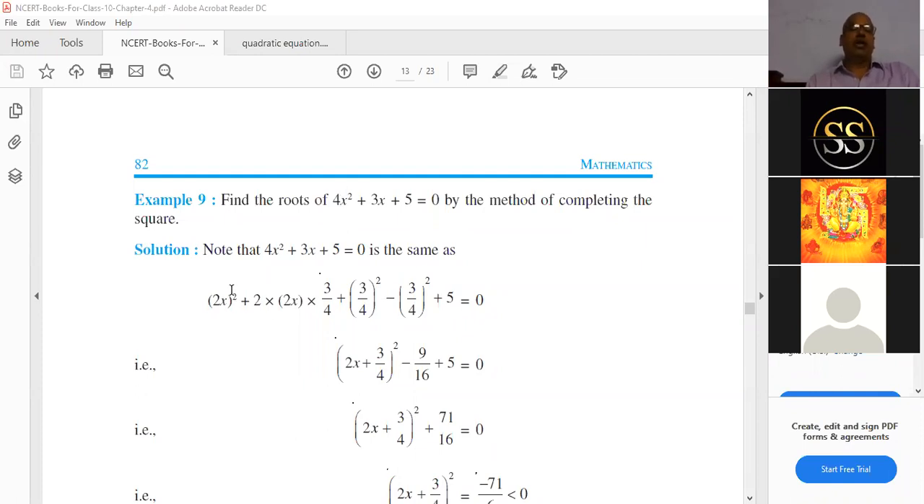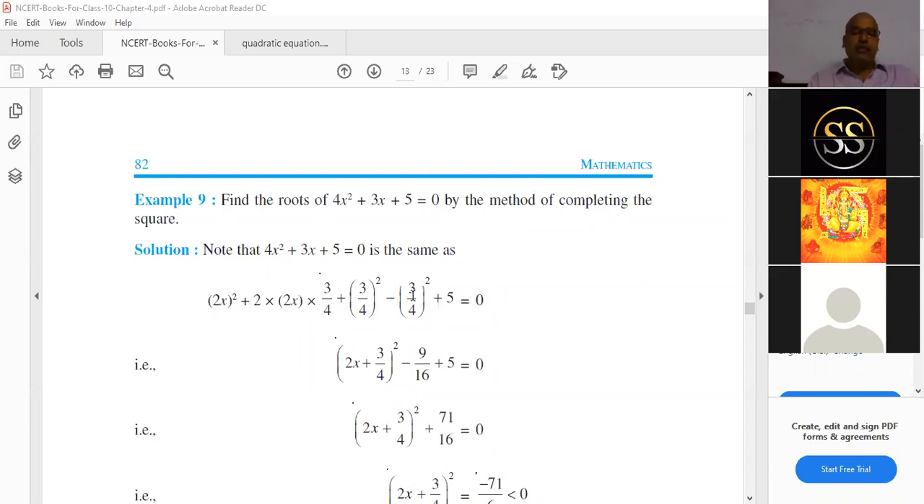See, 4x square is 2x whole square, plus 2ab form, plus 2 into a means 2x. Now you have to get 3x, Amma. But here I wrote 4x first, so how do you get 3x? 4 should be cancelled. That's why into 3 by 4. You have to think how to get the b value, only this part you have to think. Here 3x is there, I got 4x, so I want 4 to cancel. That's why into 3 by 4, I have to write b equal to 3 by 4.